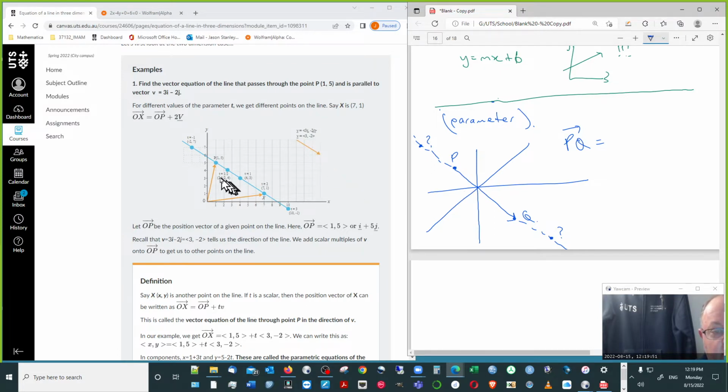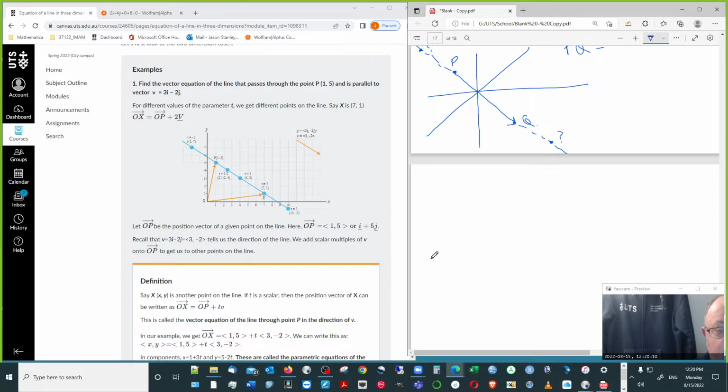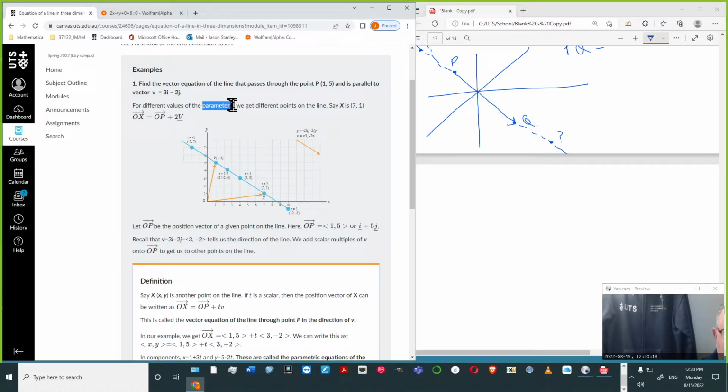Here's an example. Here's your blue line with all the points on it, all the possible points on the line, and here's your parallel vector. We can use the information about both of those to help us establish an equation for a line anywhere on the blue one. So that's effectively what's happening. Alright, so for different values of our parameter, we get different points. And so x is 7, 1, so that's all the way down here.